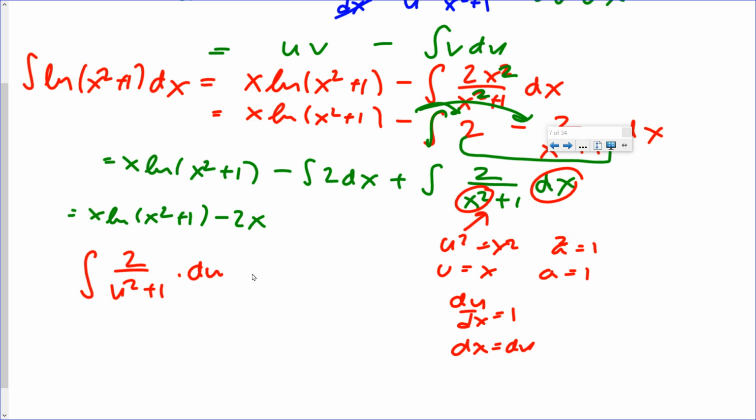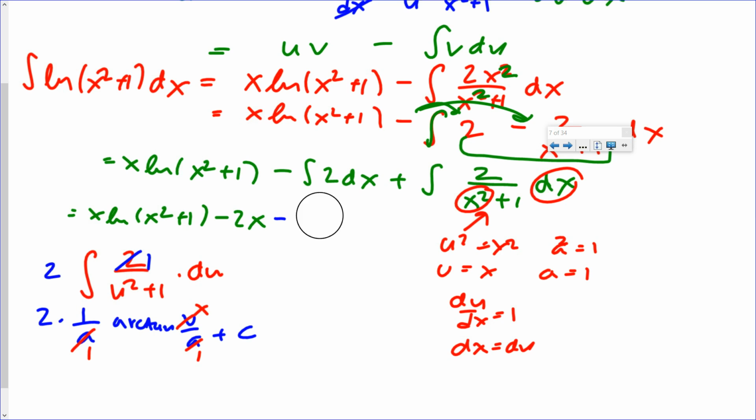Is this something on my pink sheet? Kind of, except for the 2. So what I do is I pull out the 2, and I say, this is my arctan formula. So it's 2 times 1 over a, arctangent of u over a, plus C. And so I substitute that in right here. This would be 2 over a, which is just 1. Okay, so this is 1, this is 1. What's my u? x. Okay, so this will be minus 2. Where did I get the minus sign? Is it a plus? Yeah, I think it's a plus. Plus 2 arctan x plus C.